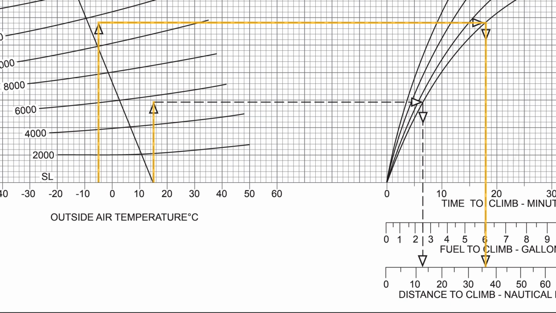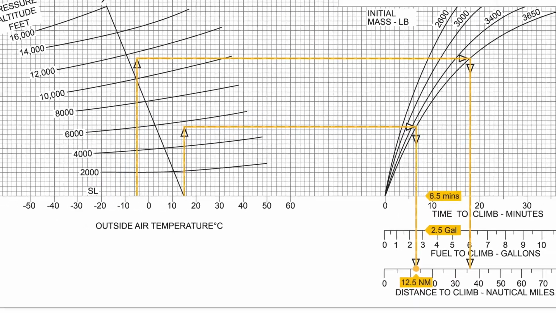From this grid line, move horizontally right to intersect the aeroplane mass grid line of 3,650 pounds. From this point, drop vertically down to read the time taken to climb from the upper scale of 6.5 minutes, the fuel used of 2.5 gallons, and the air distance of 12.5 nautical miles from the bottom scale.